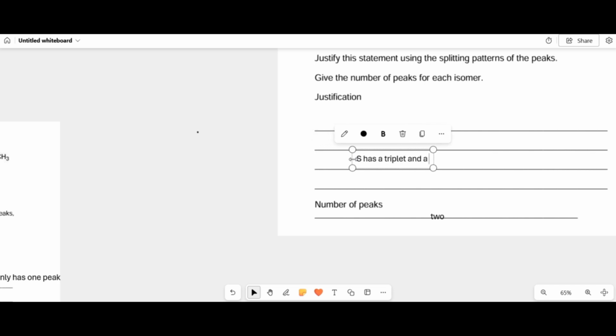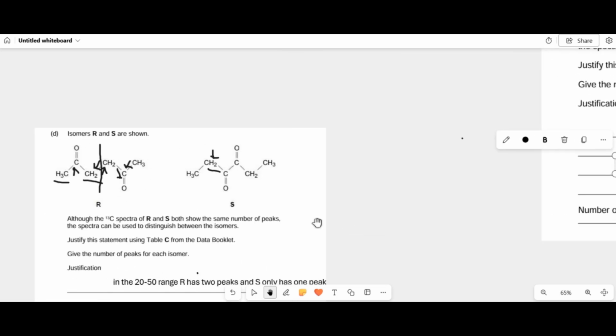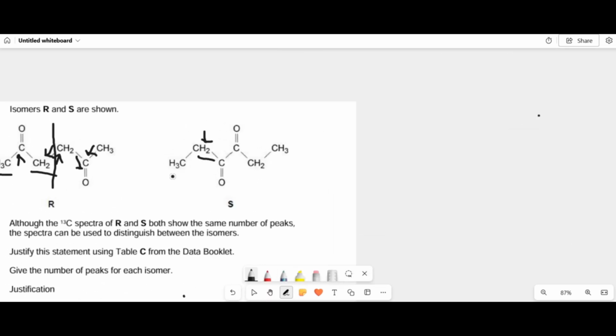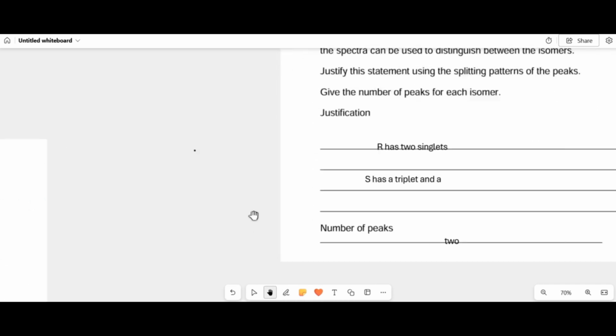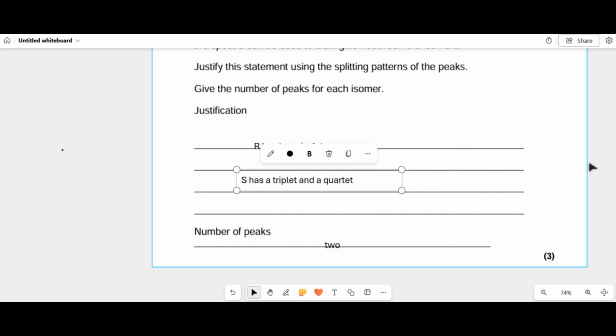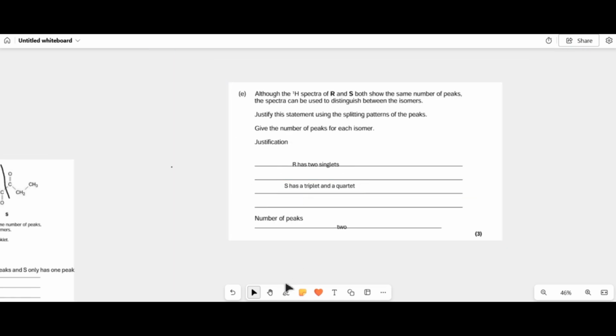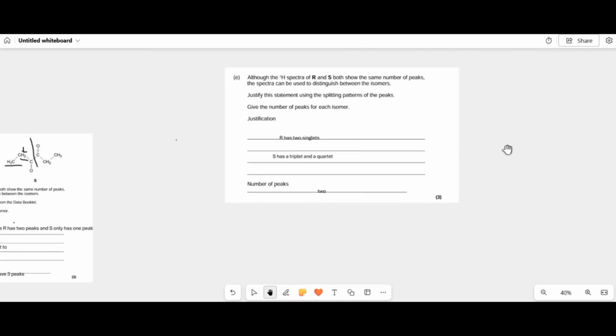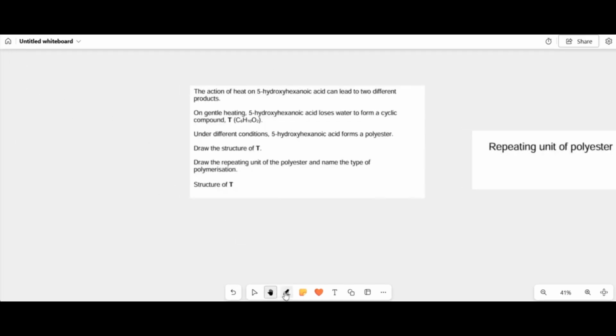And now this one has three attached to it. Again, this is a mirror, so it doesn't matter what's going on the right-hand side, it's the same. So H3C has three. 3 plus 1 is 4, so it's whatever the name for 4 is. I can't remember right now. I think it's called a quintet or something. Quartet. So it has a triplet and a quartet. That's a splitting pattern. So S has a triplet and a quartet. That's what they want to see. That's the answer to this.